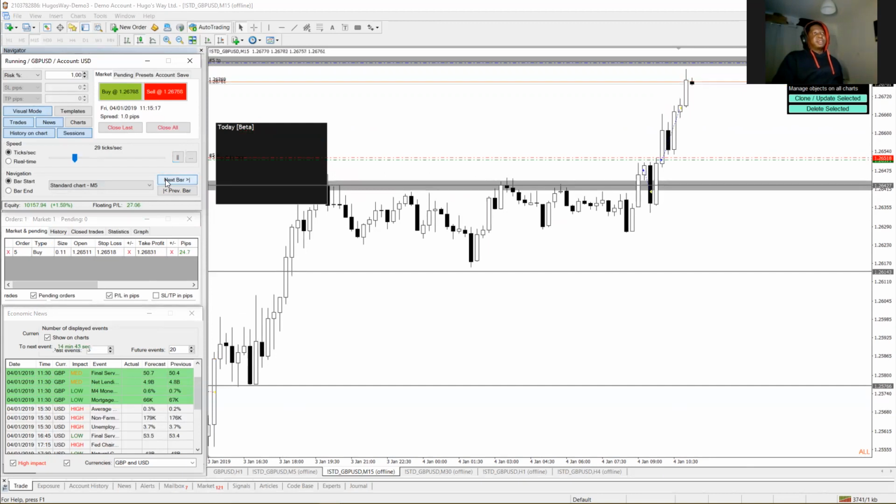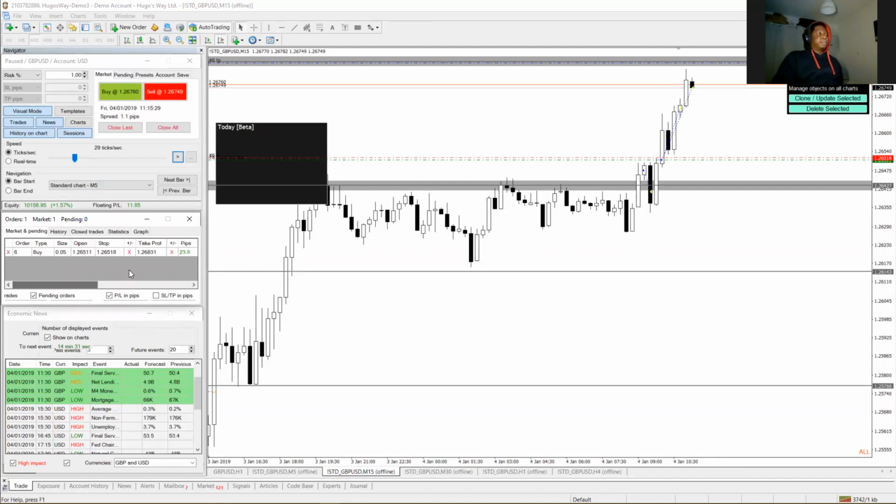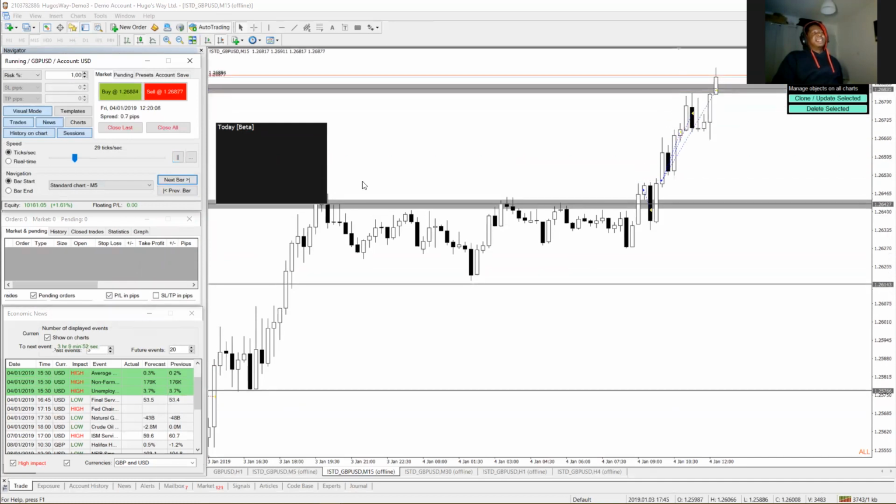Are we going to hit it? Now I hate this situation where it almost hit the TP and it didn't hit, so I'm going to close probably another 50 just to secure the bag and see how the next one plays out. Oh, come on, come on. No way. Yeah.